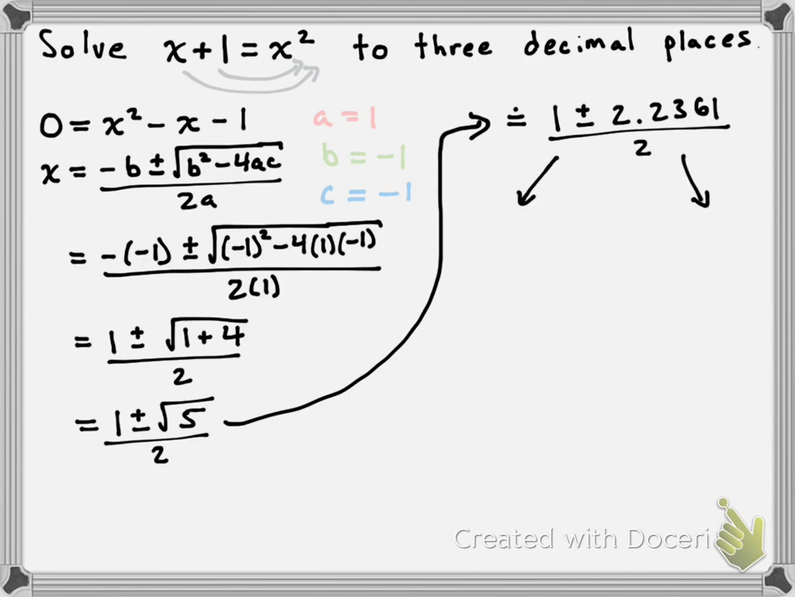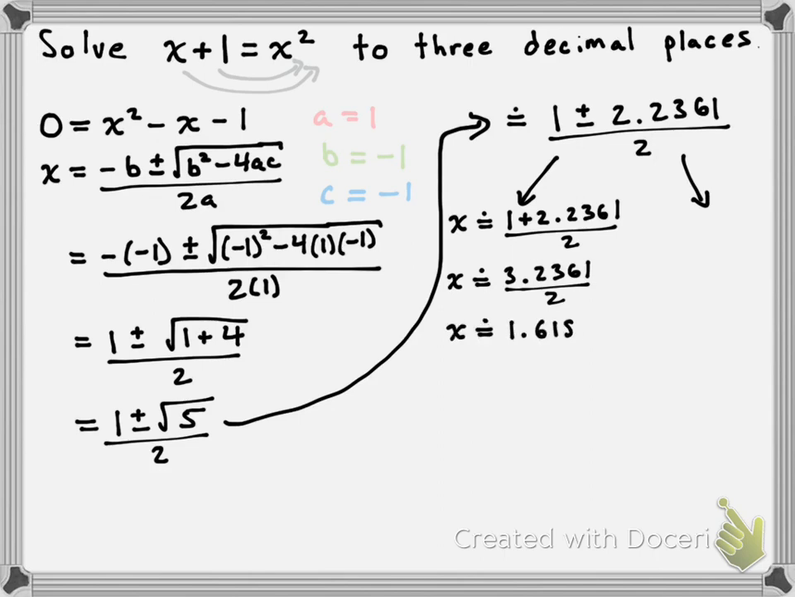All right, so let's deal with the plus first. So we're going to have x is approximately equal to 1 plus 2.2361 divided by 2. Well, 1 plus 2.2361 is going to be 3.2361, so we're going to be dividing that by 2. And that's going to give us x is approximately equal to 1.618. So that is an approximate solution to the original equation.